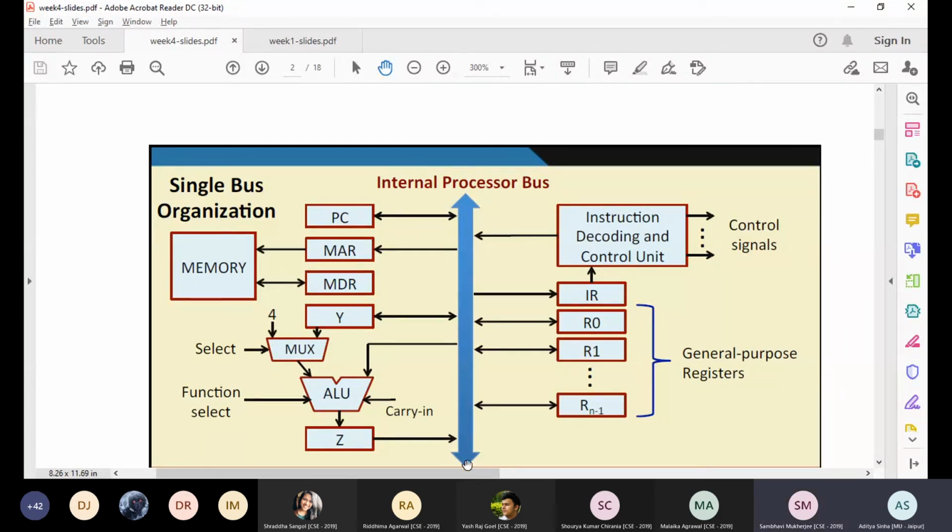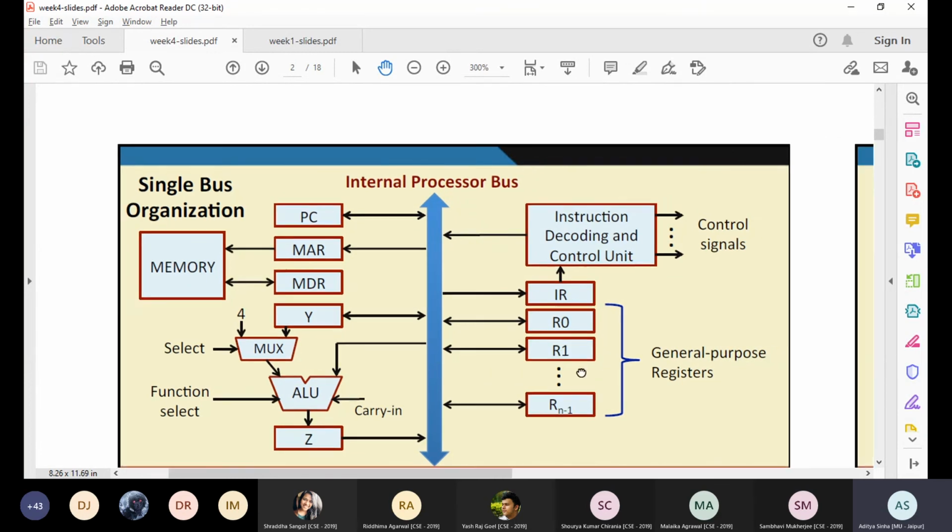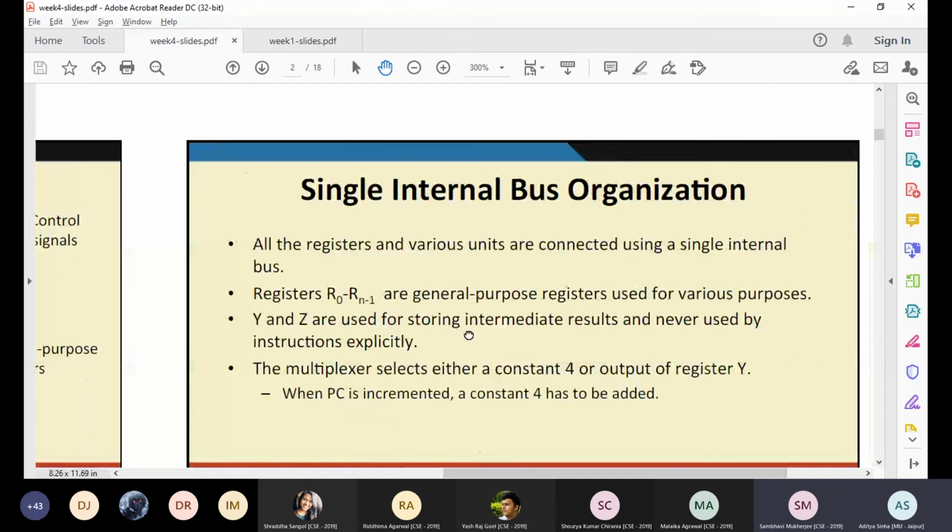The problem with this single bus is that only one data can be there inside this bus, so it is very slow. There is no possibility of parallelization, and it will make your things not properly organized. So single internal bus organization. So can you please switch to the last slide?